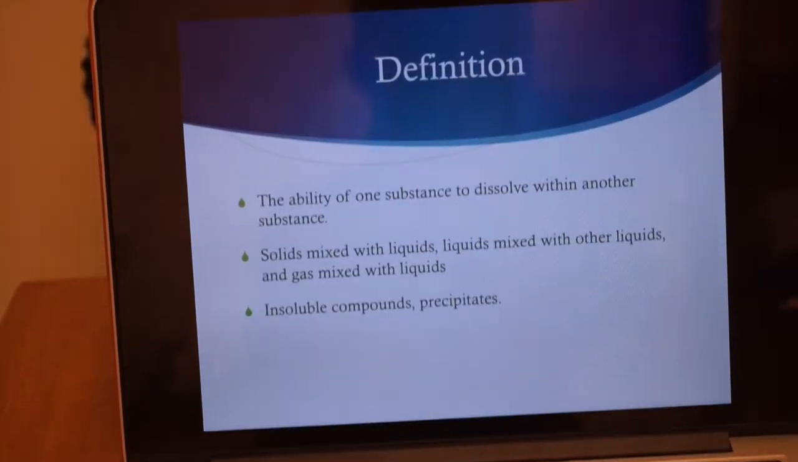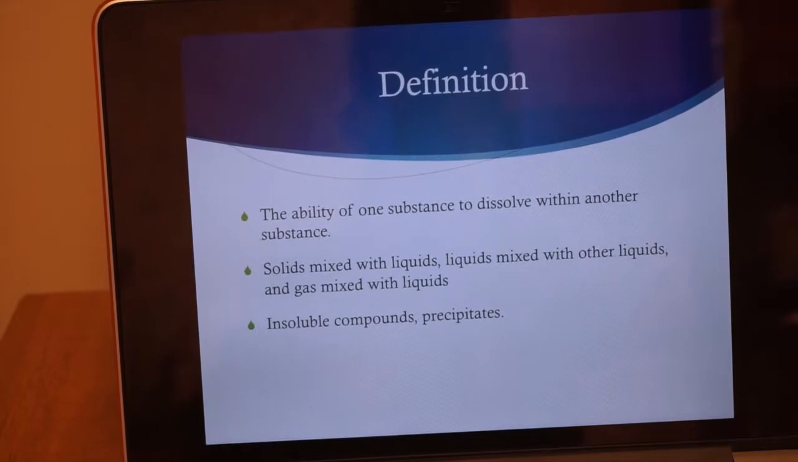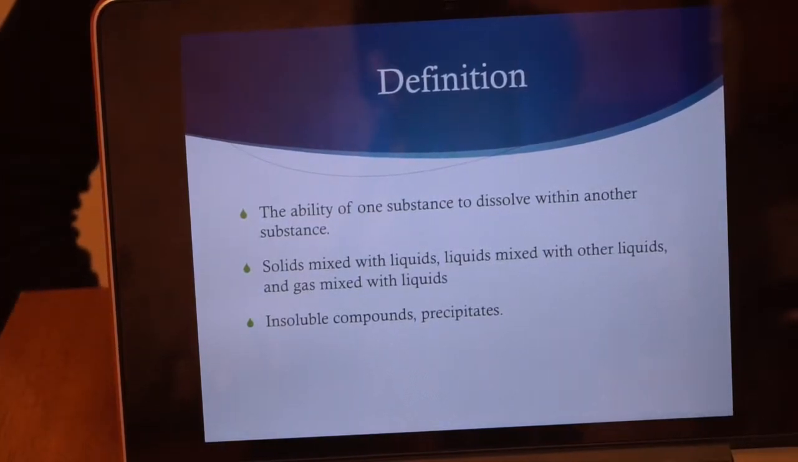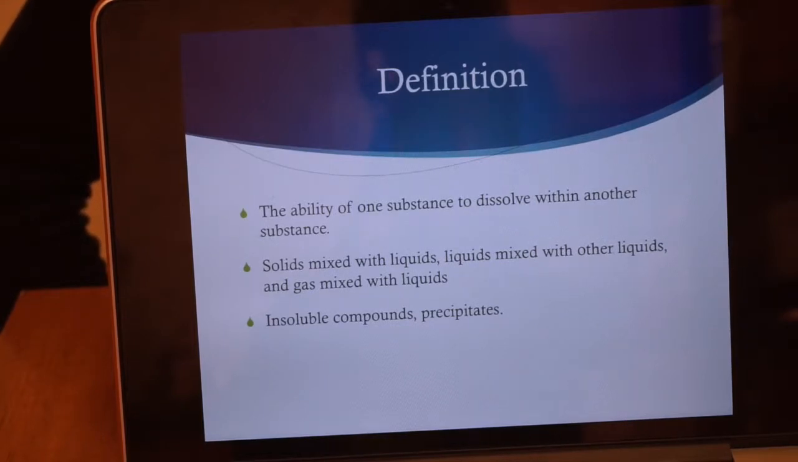So what is solubility? Solubility is defined as the ability of one substance to dissolve with another substance. The solubility of a solid mixed with liquid, liquid mixed with another liquid, and gas mixed with liquid is a very important factor in chemistry, and the solubility of solid in liquid is particularly significant.